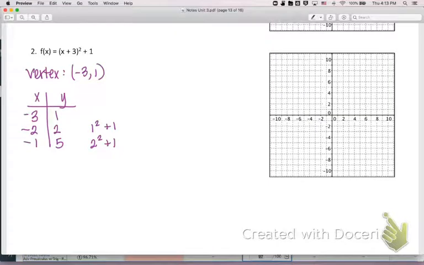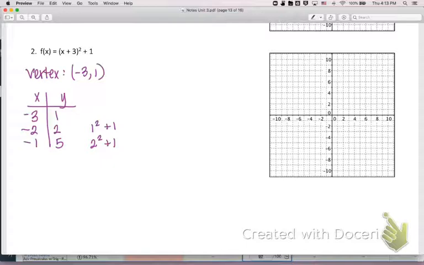All right, here's sort of the pre-work here. Your vertex should be -3, +1. And then I counted to the right, -3, and then -2, -1. And I got the values 2 and 5. So let's go ahead and plot those points.